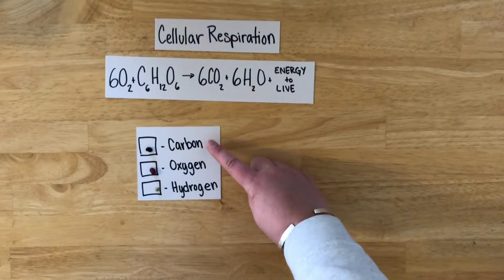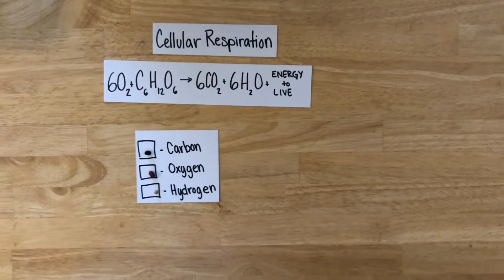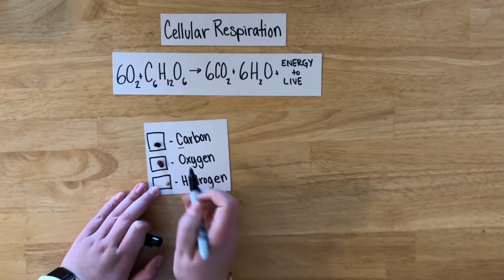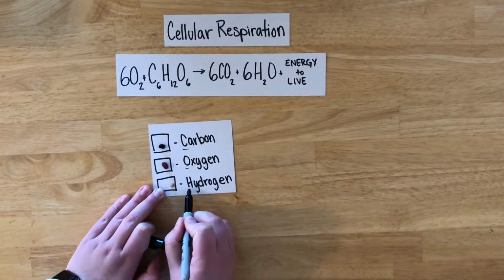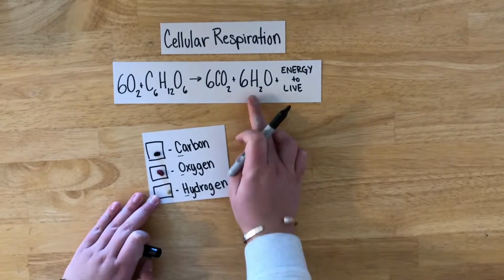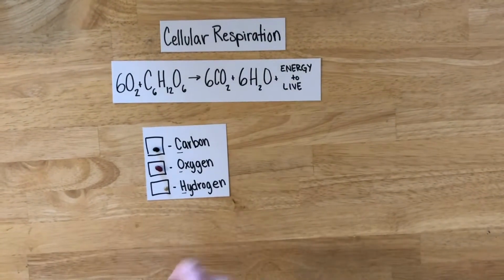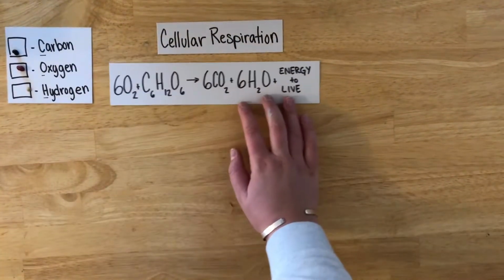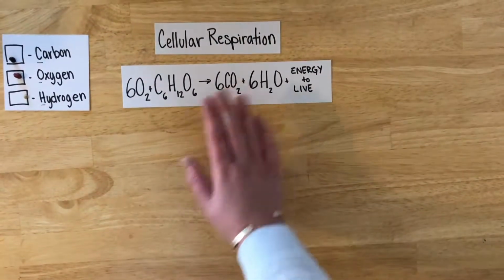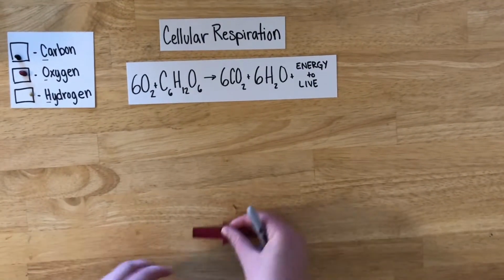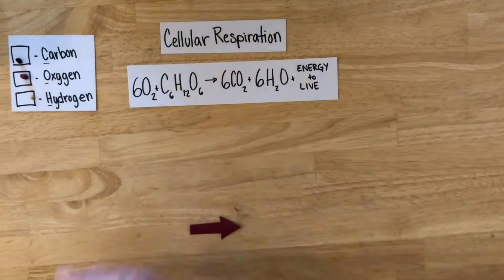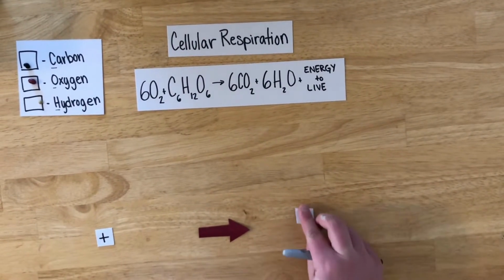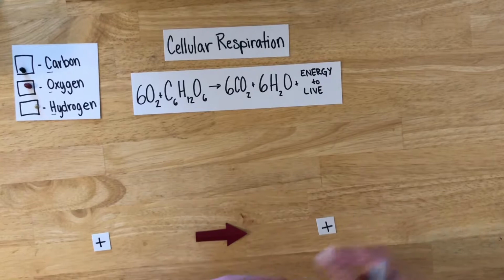In order to model this, we're going to use some beans to represent our different elements. Just a reminder that C is the symbol for carbon, O is the symbol for oxygen, and H is our symbol for hydrogen. As you can see, I'm using a black bean for carbon, a red bean for oxygen, and a lentil to represent hydrogen. I'm going to put this red arrow down to show that a reaction is occurring. I am also going to add some addition signs for the ease of your viewing.